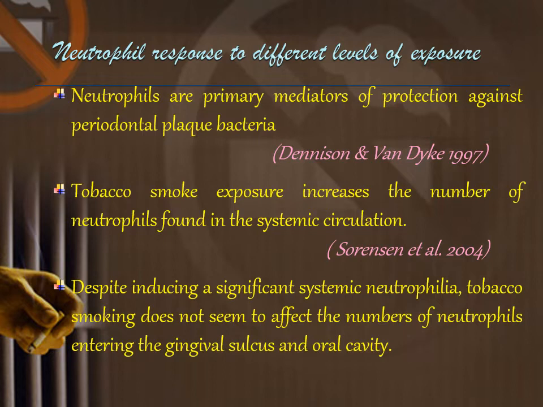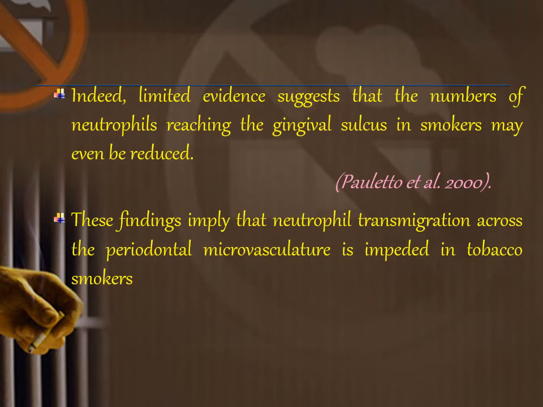Neutrophils are primary mediators of protection against periodontal plaque bacteria. Tobacco smoke exposure increased the number of neutrophils found in systemic circulation. Despite inducing a significant systemic neutrophilia, tobacco smoke does not seem to affect the number of neutrophils entering the gingival sulcus and oral cavity. Indeed, limited evidence suggests that the number of neutrophils reaching the gingival sulcus in smokers may be reduced. These findings imply that neutrophil immigration across the periodontal microvasculature is impeded in tobacco smokers.